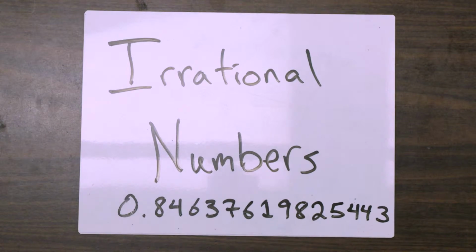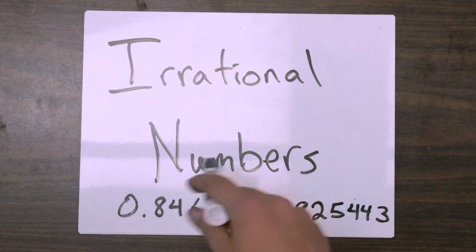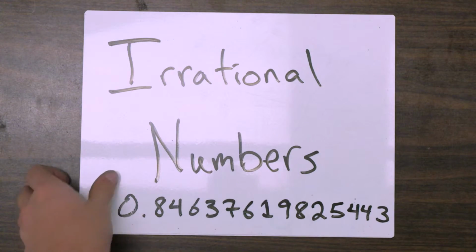There's also a different type of decimal number that goes forever, but it doesn't have a pattern. And these are called irrational numbers. So here's kind of an example, 0.846376, you know, there's no rhyme or reason, there's no pattern to this. I can't condense it down. I can't just write it as an abbreviated form with a line over it.